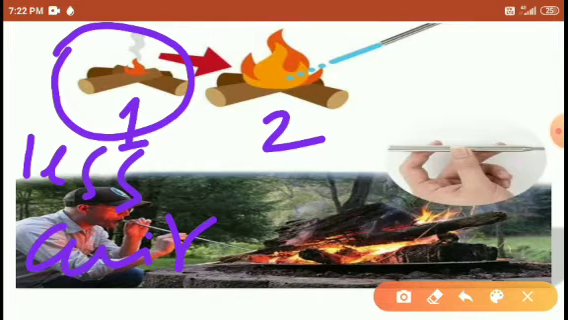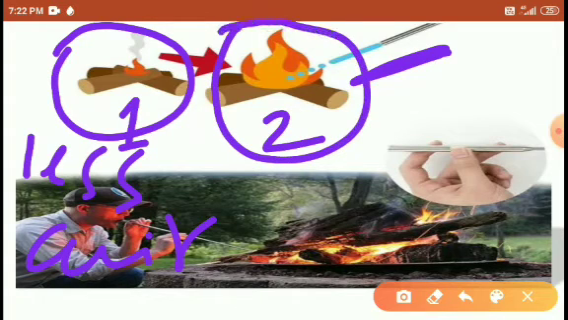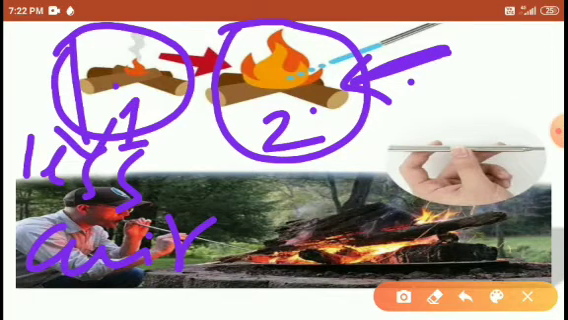But in the second manner, we are blowing air through the pipe. Due to that, it burns vigorously, right? Vigorously means the concentration of air increases, increasing the burning. The concentration of air decreases here, so the burning of wood decreases, right?